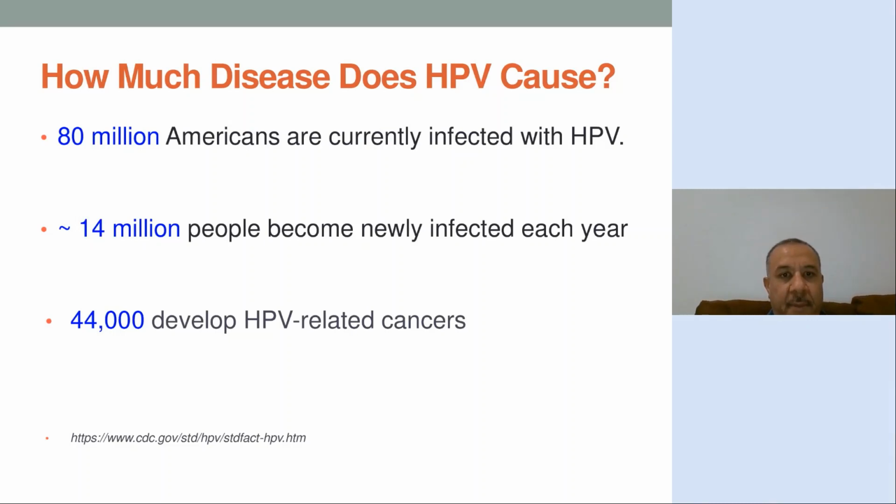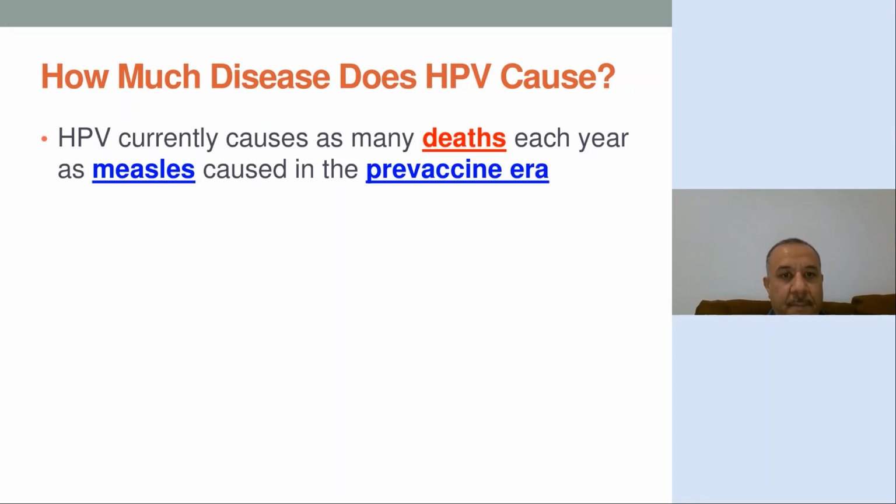Now, the statistics from America are around 80 million infected humans, and as we said, 14 million per year, and from those, 44,000 develop cancers related to the human papilloma virus. Just imagine the number 44,000. This can give us an idea of the impact of human papilloma virus infections. Also, if we compare the deaths from human papilloma virus to the deaths from measles before the measles vaccine was introduced, the deaths from human papilloma virus are more.